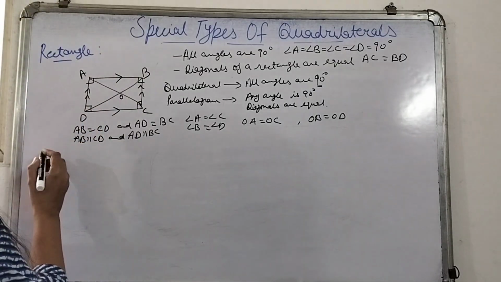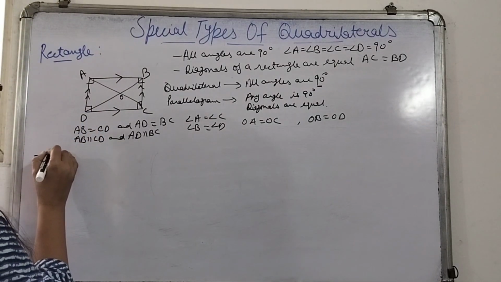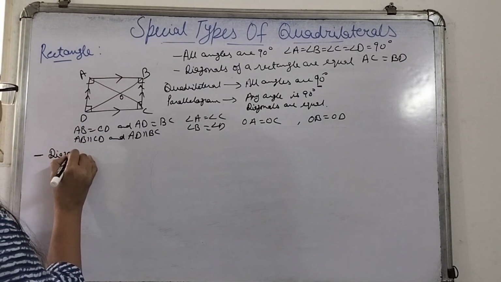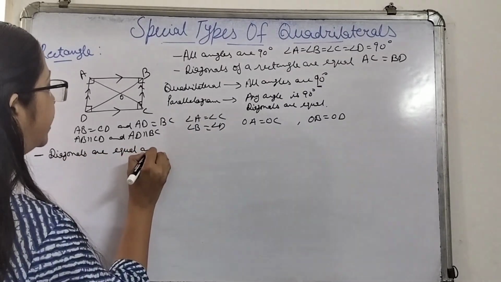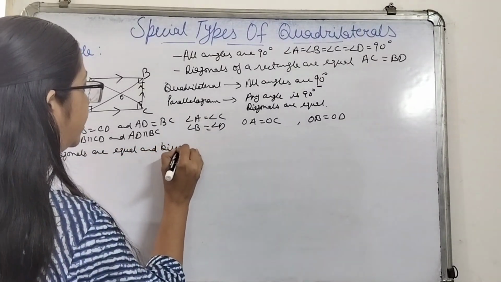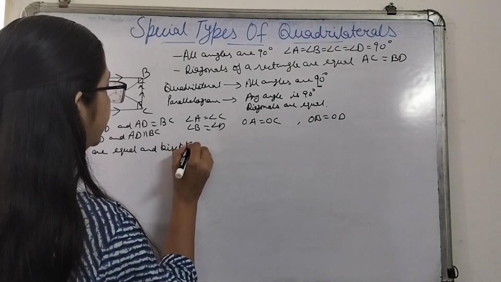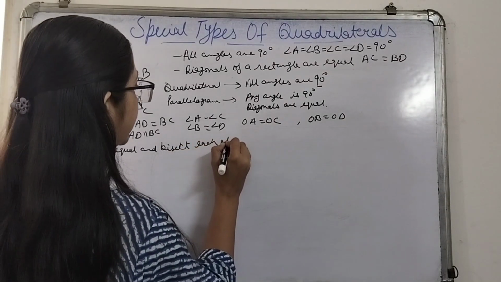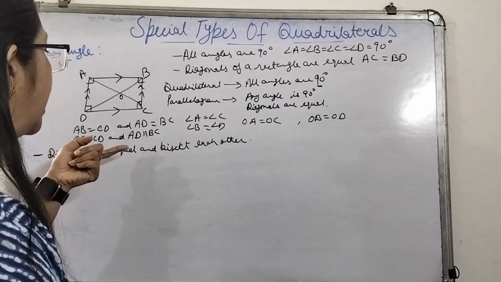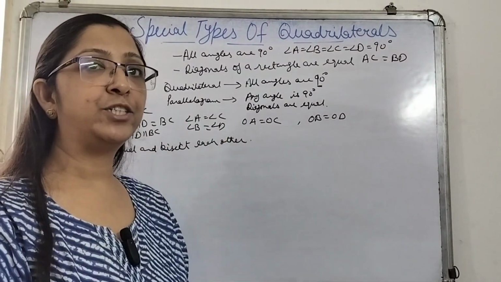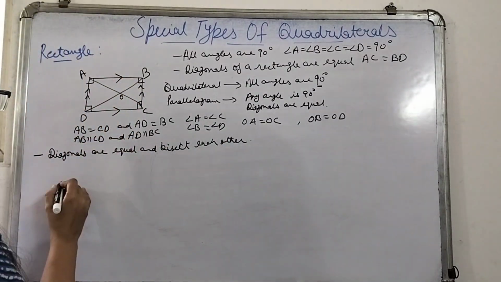Now, one of the properties of a rectangle, as we just said, is that the diagonals are equal and bisect each other. So how can we prove it? The diagonals of a rectangle are equal and bisect each other. How can we prove this?